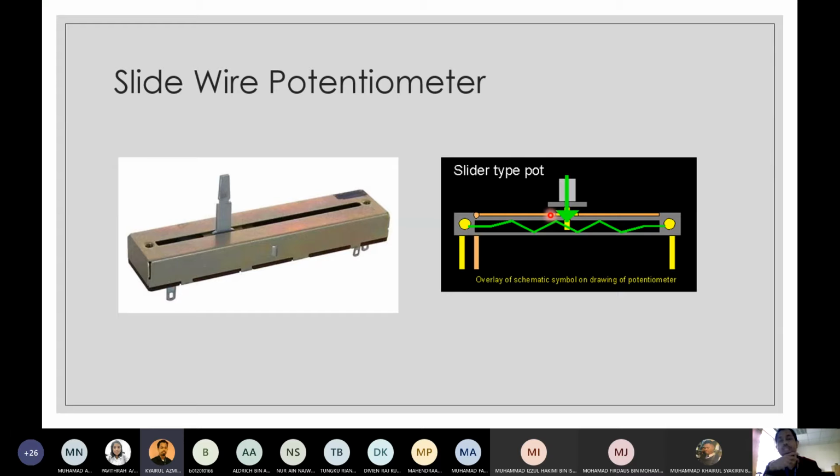Now, many potentiometers. Okay, hold on, I need to answer this. Hello. I'm in the middle of class.